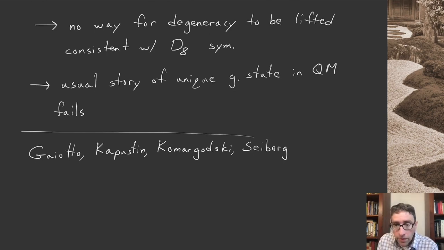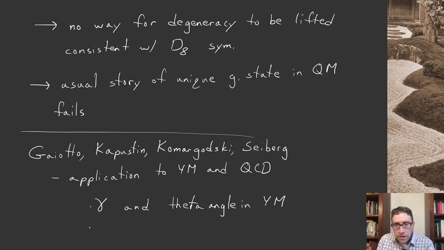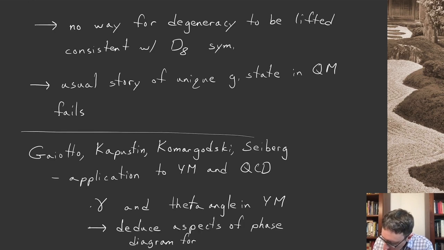The reason they went through this seemingly simple example is they were interested in applications to Yang-Mills theory and QCD. There's a lot of similarity here between this parameter gamma and the theta angle in Yang-Mills theory. And they're able to bootstrap off this simple quantum mechanics example and deduce aspects of the phase diagram for Yang-Mills. And optimistically, maybe you could push this a little bit further and talk about QCD as well. All right, so that brings me to the end of the first major example in this lecture.